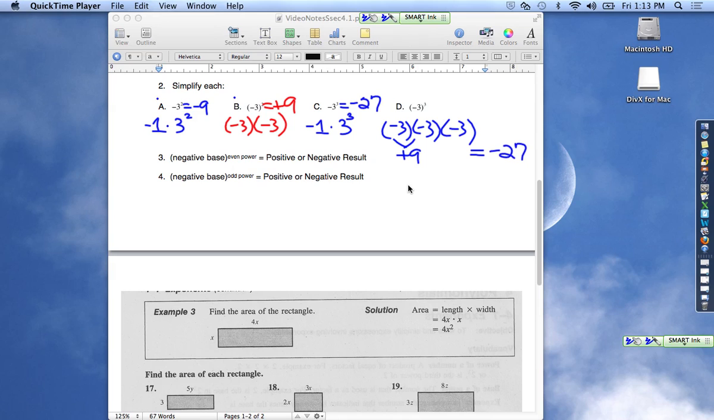So I want you to think about the answers for number 3 and 4, and we'll discuss it in class on Monday. If I have a negative base inside parentheses and the power is even, is my final answer positive or is it negative? And then the other scenario, if I have a negative base raised to an odd power, is my outcome positive or is it negative? And be prepared to share your answer and state your case in class on Monday.